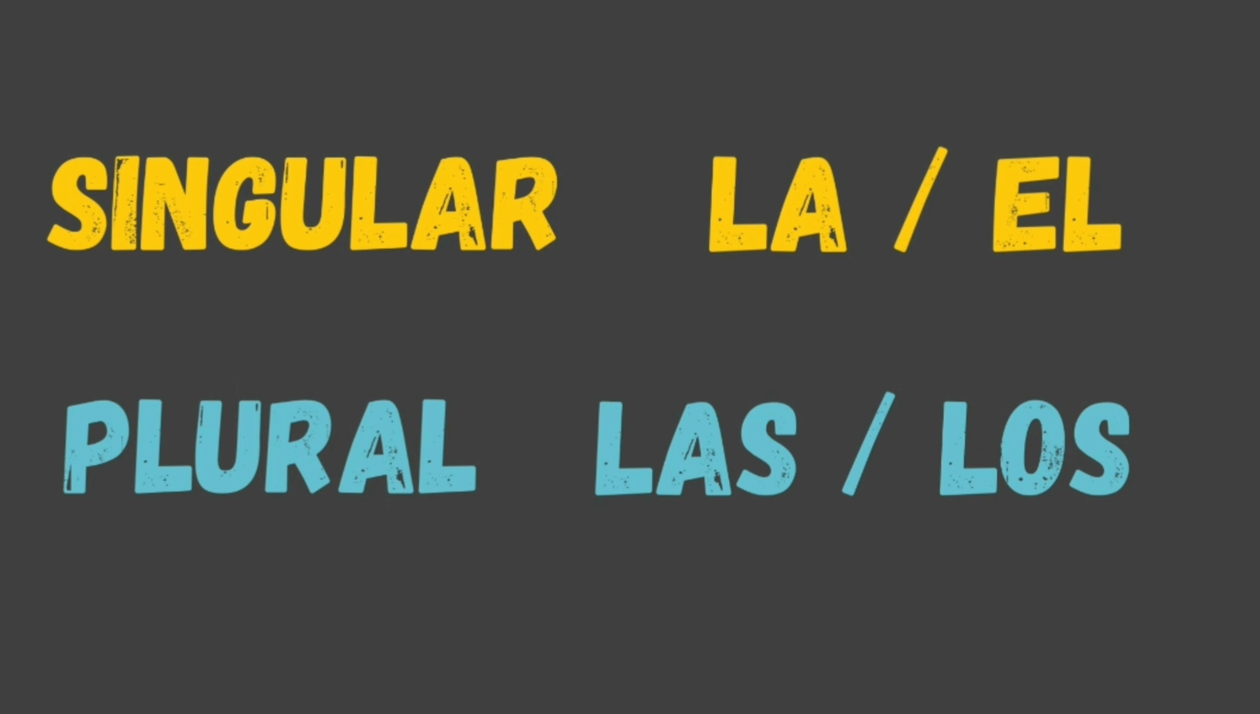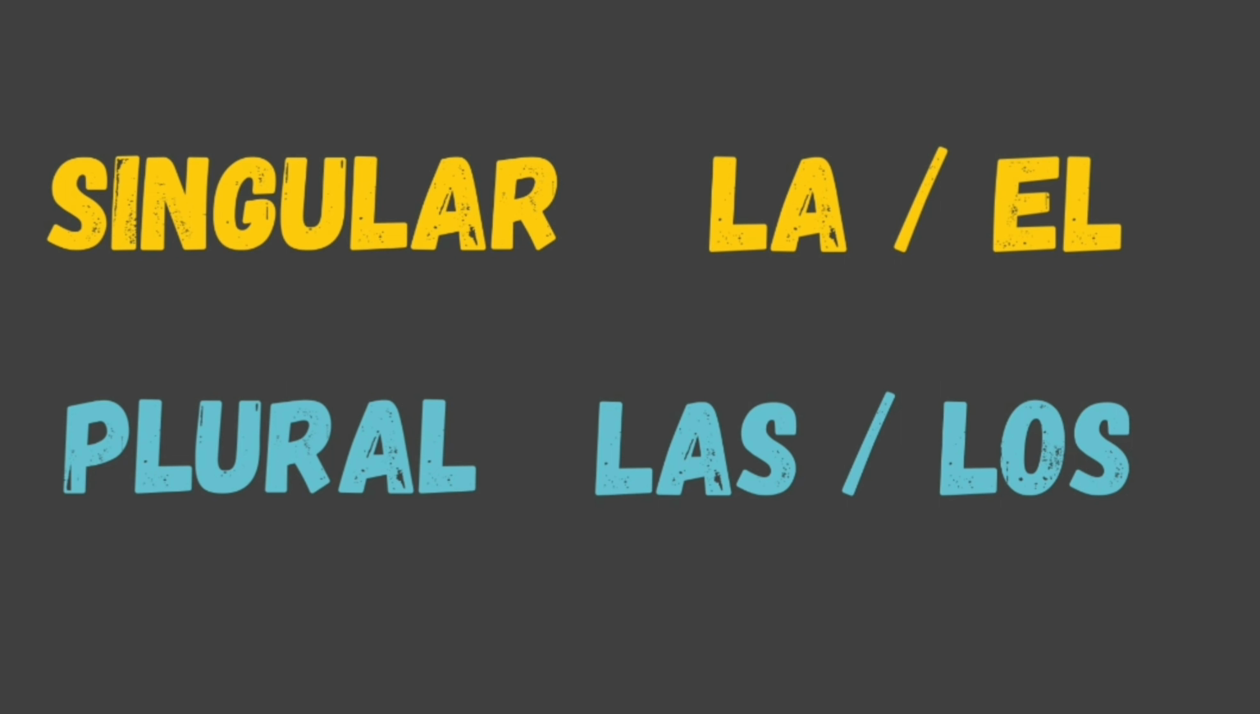Another example would be the sun. Sun is a noun having a male gender. So we have to use the definite article el in Spanish, okay? El sol. The sun. So remember, if you have a female gender, you have to use in the singular form the definite article la. And if you have a male gender, then you have to use the definite article el, in the singular form.